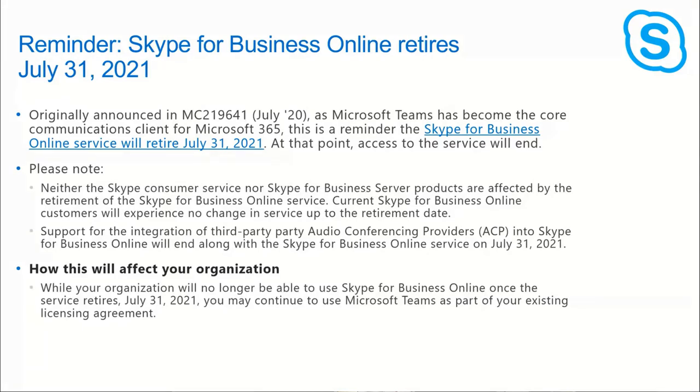So next reminder, Skype for Business Online retires in a few short months. Skype for Business has kind of branched off into two different branches, one being the online version part of O365, and one being the on-prem version, Skype for Business Server. So this does not impact the Skype for Business Server that you have on-prem. If you have very robust implementations, this will not break. But if you're using Skype for Business Online, then Microsoft is basically turning the service off.